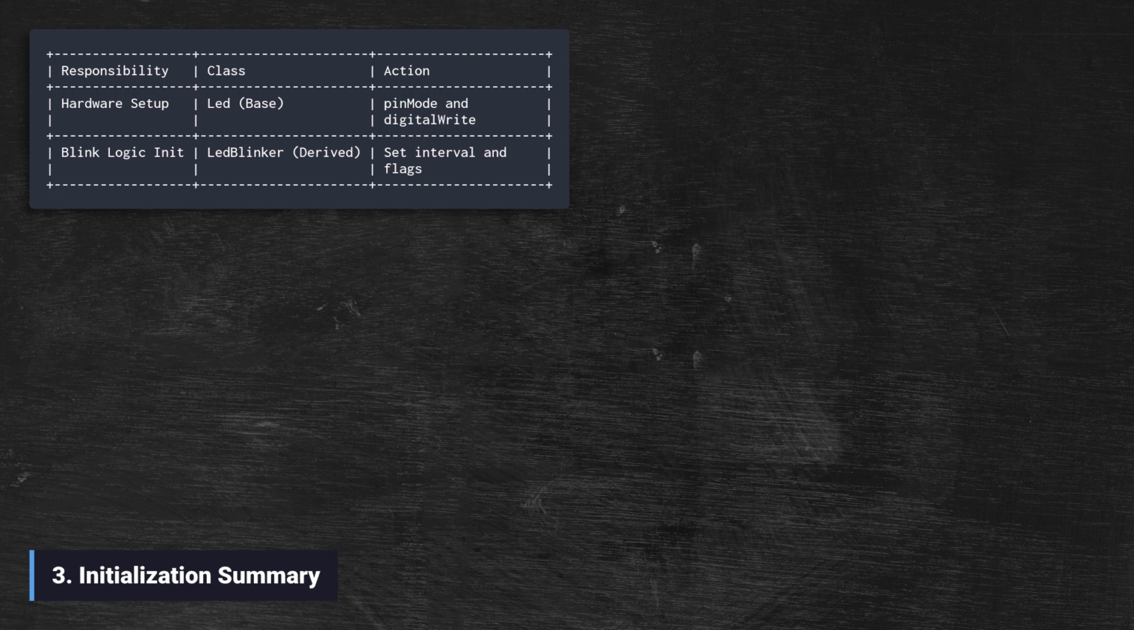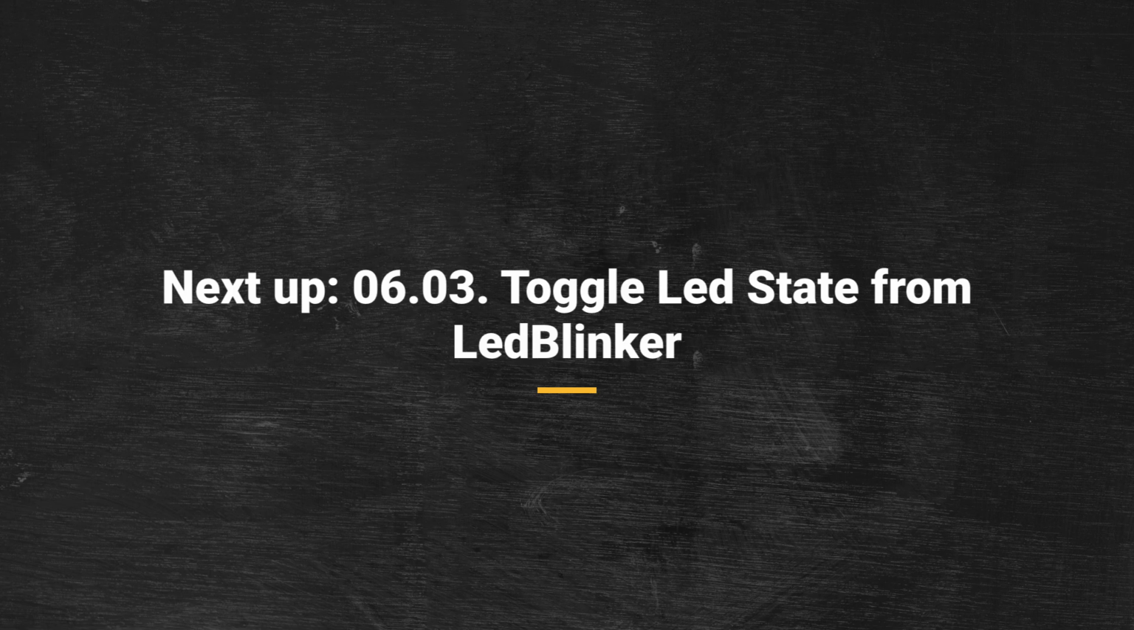By delegating the hardware setup to the base class, we avoid code duplication. The base class handles the pins, while the derived class focuses solely on initializing the timing variables for its new features. Our structure is ready, and the parent is initialized.